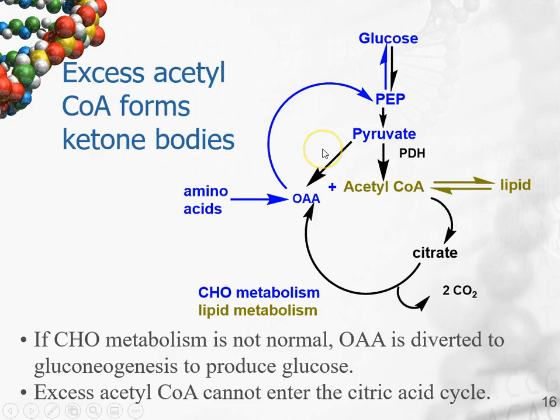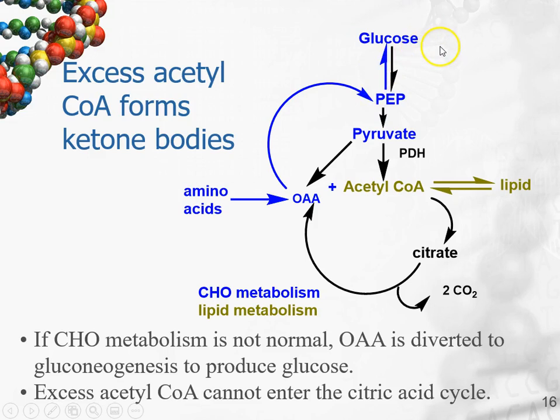So this is what happens if carbohydrate metabolism is not normal, and there could be several reasons for this. It could be maybe untreated diabetes, but this is also what happens in these keto diets that everyone seems to be all excited about these days. So if you're really restricting carbohydrates, then you'll feed into other dietary components, such as protein will break down to OAA, and you'll get your OAA, but OAA will go this way, will go to gluconeogenesis instead.